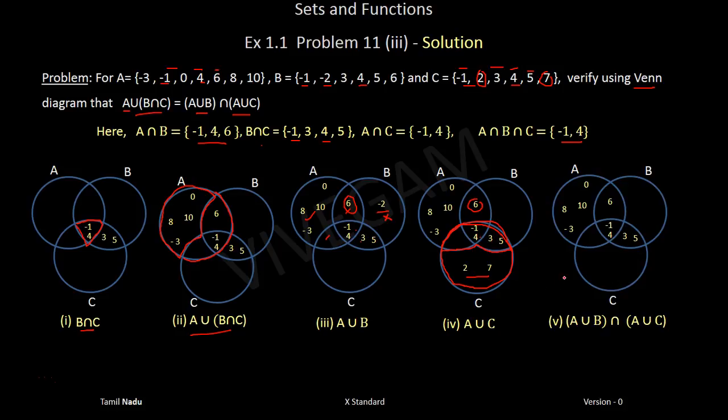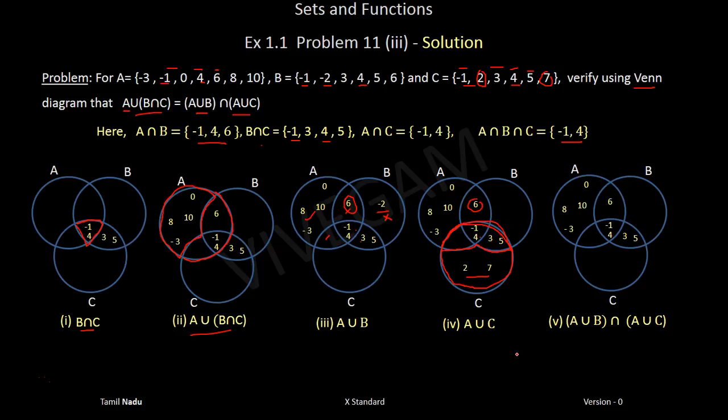So A union B intersection A union C is the common elements between these two Venn diagrams. If you can see, 2 and 7 are here in this Venn diagram, but they are not there, so that will get dropped. Similarly, minus 2 is here, minus 2 is not there, so that will also get dropped. But the whole of A is here, so the whole of A will come here. And this area 3 and 5, which is a part of B intersection C, is in both cases, so that will also come here. So this is what represents A union B intersection A union C.